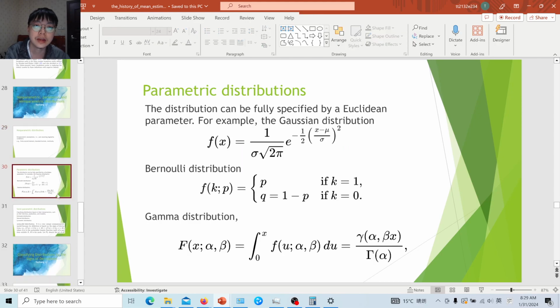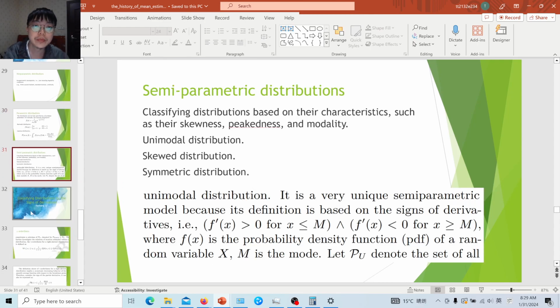And a parametric distribution means that the distribution is fully specified by a Euclidean parameter, and in most cases we can find a corresponding probability density function, probability mass function, or cumulative distribution function.